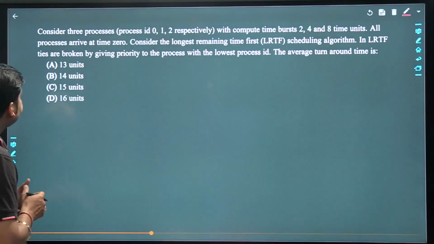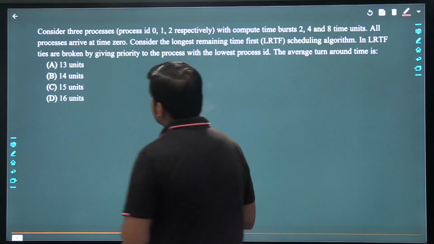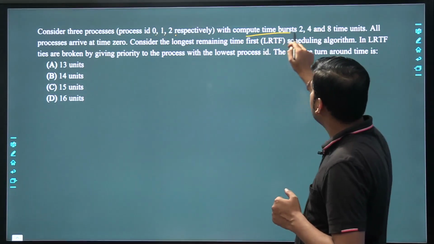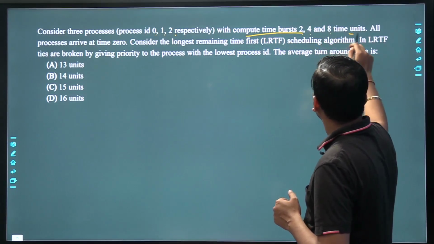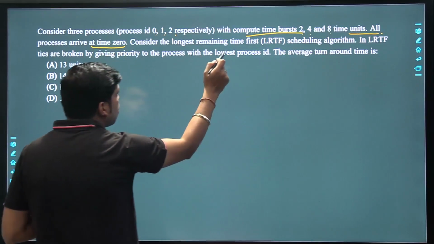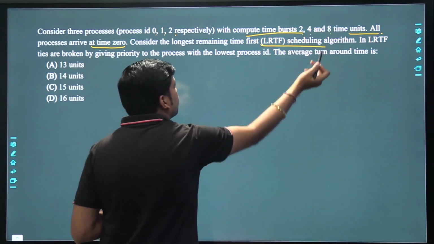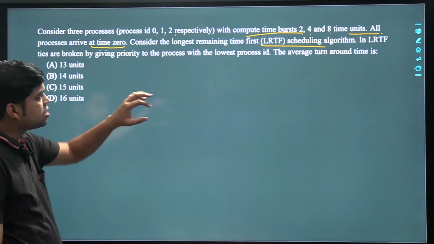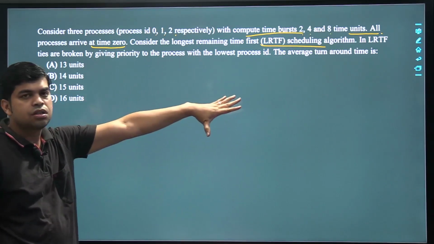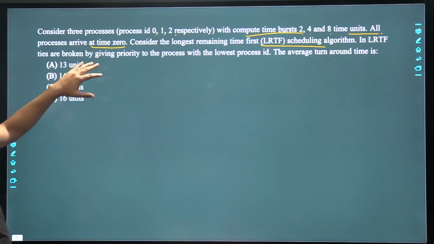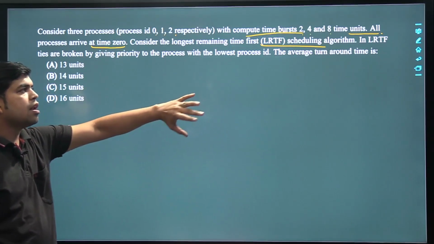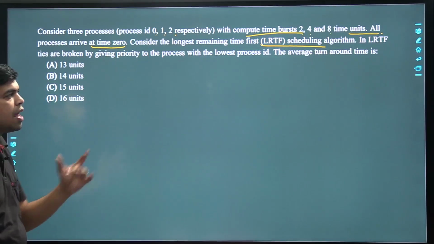Now the next question. Consider three processes with IDs 0, 1, 2, with compute burst times of 2, 4 and 8 time units. All the processes arrive at time 0. Consider the longest remaining time first scheduling algorithm. Here a different type of scheduling algorithm is asked, longest remaining time first. In LRTF, ties are broken by giving priority to the process with the lowest process ID. Then the average turnaround time is asked.